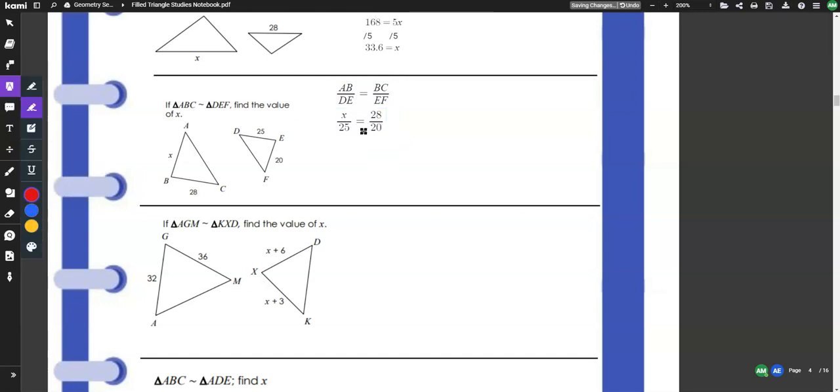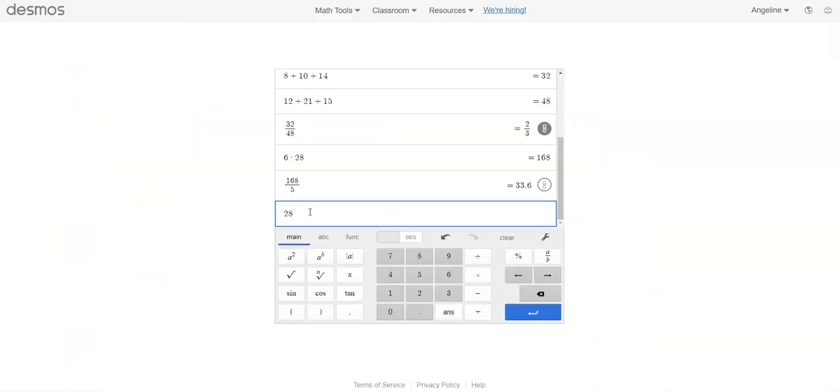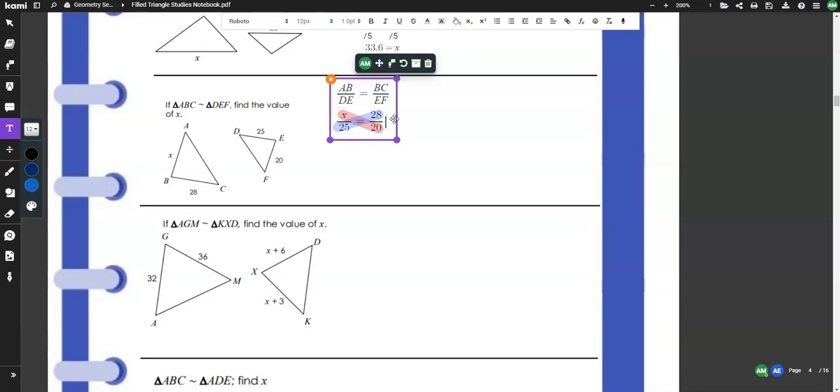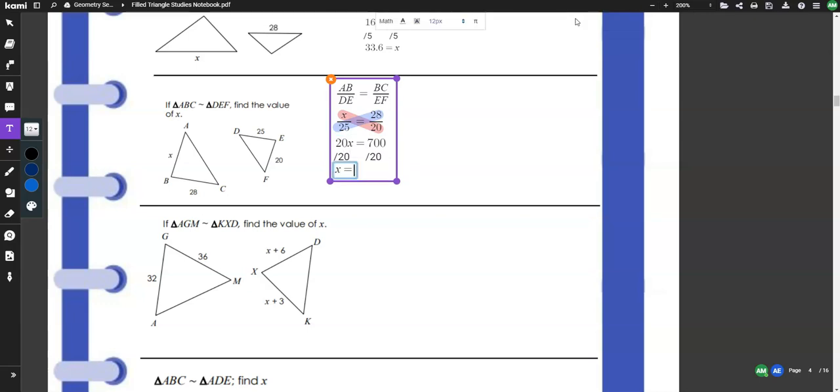Then we cross multiply. So we get 25x times 20 and 25 times 20. It's not divided by, times 700. So that's going to give us 20x is going to be equal to 700. Divide both sides by 20. And we're going to get that x is equal to 35.